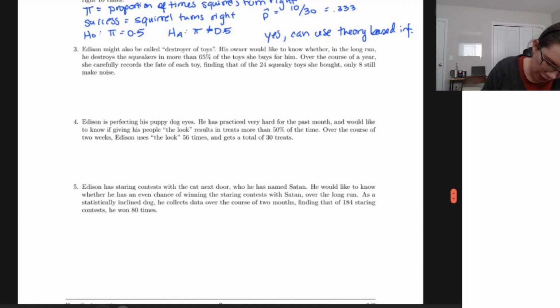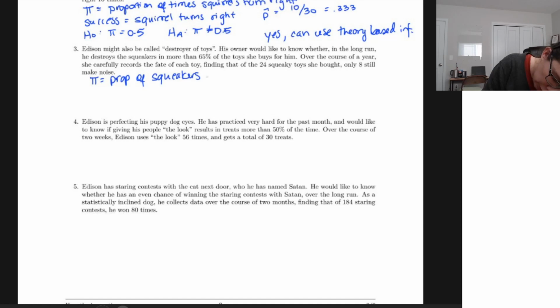All right. Edison might also be called destroyer of toys. His owner would like to know whether, in the long run, he destroys the squeakers in more than 65% of the toys she buys for him. Over the course of a year, she carefully records the fate of each toy, finding that of the 24 squeaky toys she bought, only 8 still make noise. Alright, so pi equals long run proportion of squeaky toys destroyed. Okay, success equals squeaky destroyed.